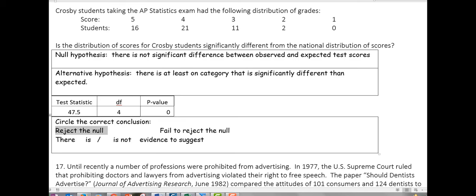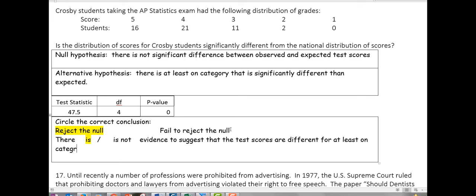So I'm going to reject the null. There is enough evidence to suggest that the test scores are different for at least one category for AP scores on the AP test. Okay.